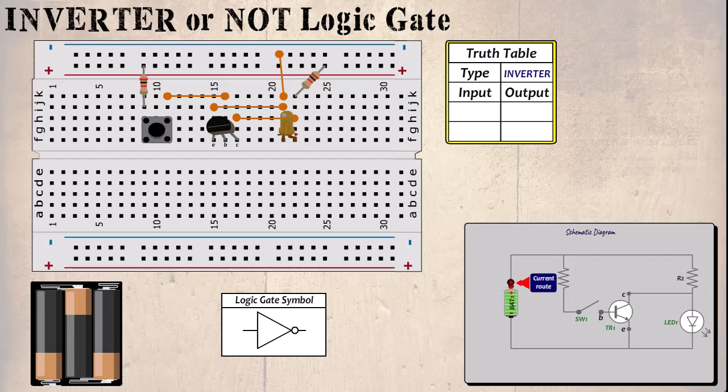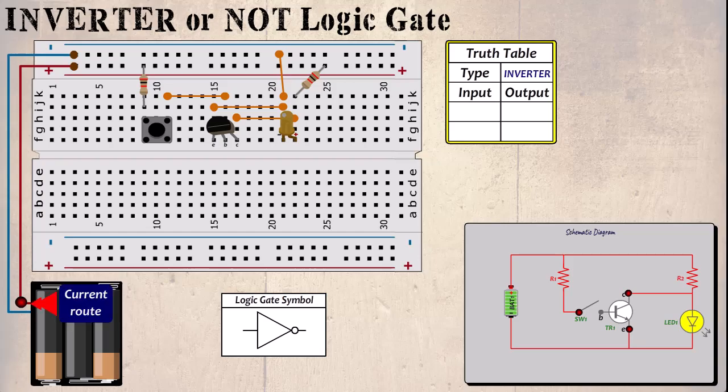The current flows along the top rail and down through R1, but since the switch is open, cannot flow any further to the base of the transistor. The current continues through R2 and the LED and to the negative of the battery, completing the circuit, and the LED lights. In our practical circuit, we connect the power wires to the breadboard and current flows through the positive top rail.